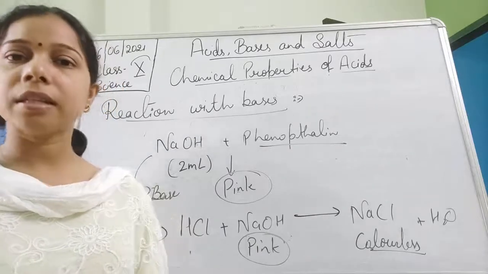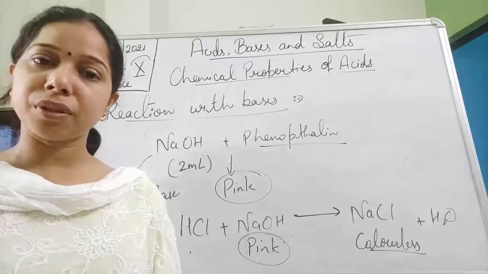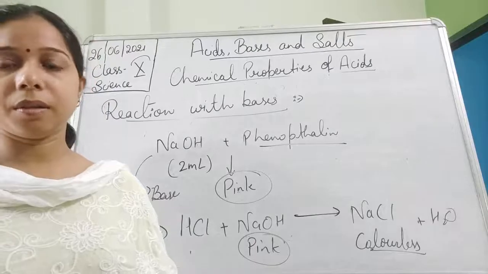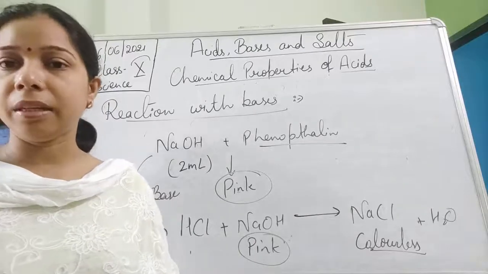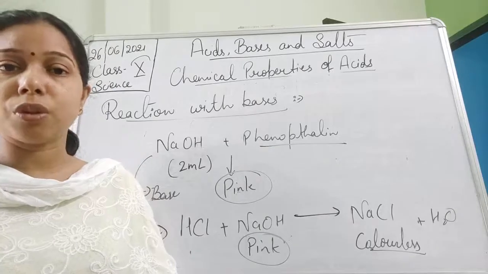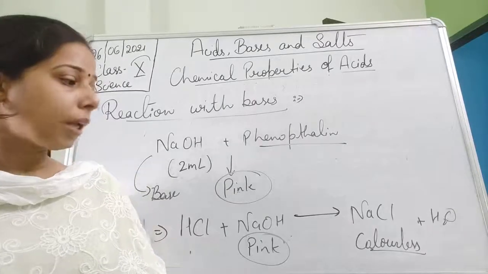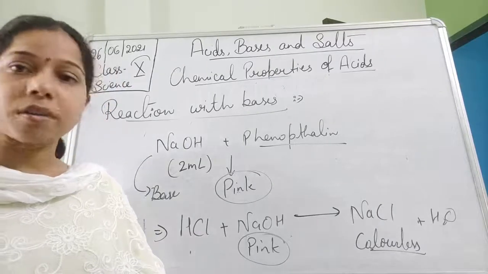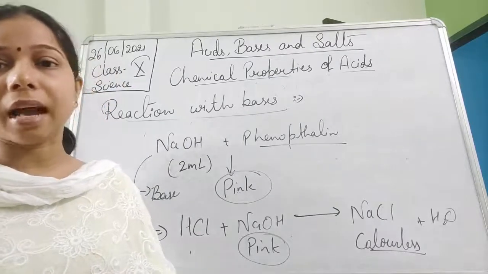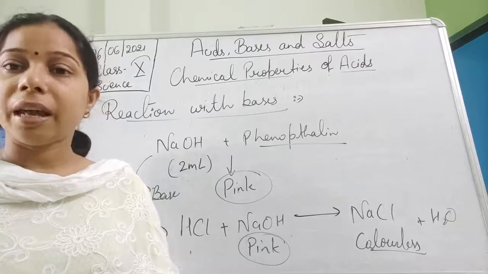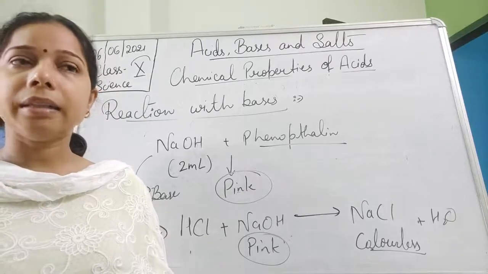And it changes its color in the base, students, by adding the phenolphthalein. That is, it will become pink in color, and if we want to convert it into a neutral solution again, we can do it by adding HCl or sulfuric acid to it. Continuously adding sulfuric acid or hydrochloric acid will help in neutralizing.